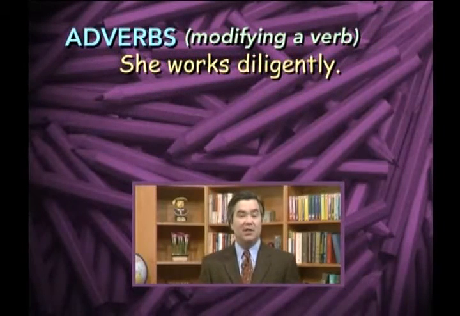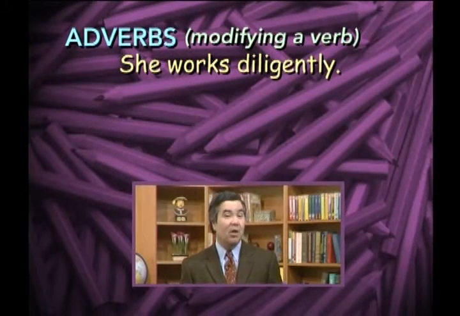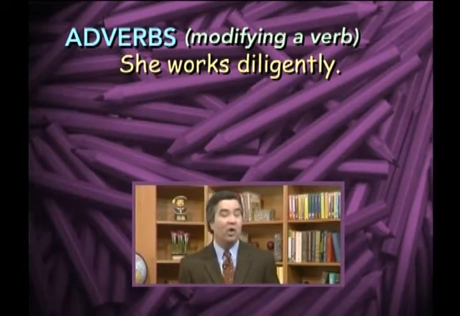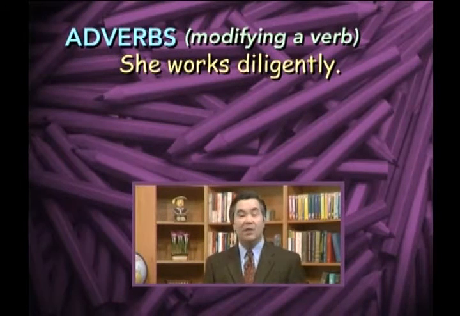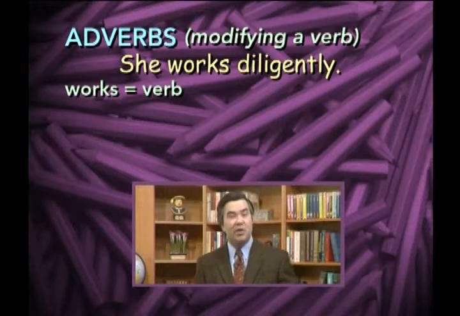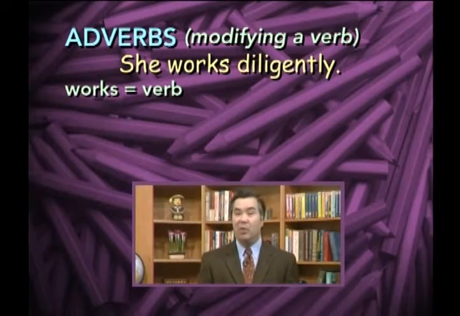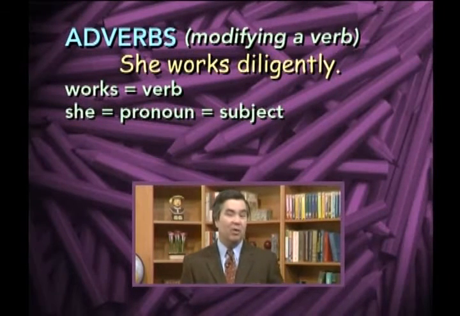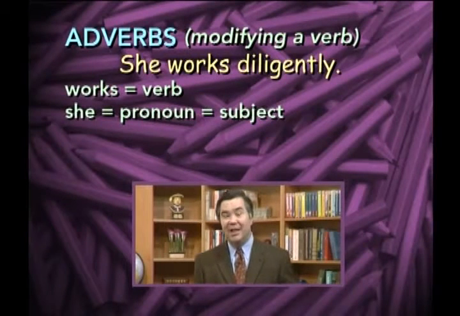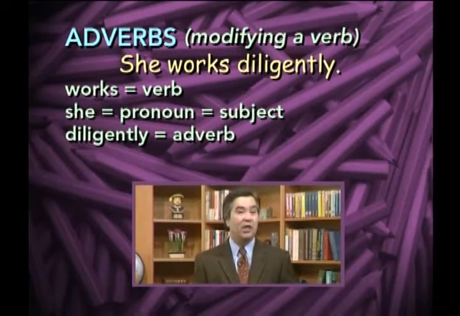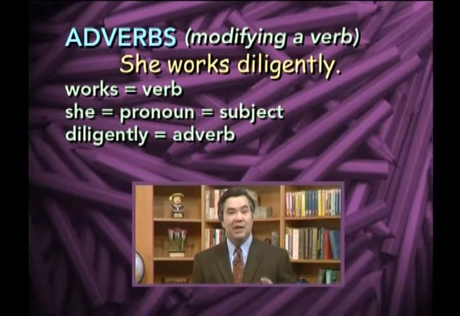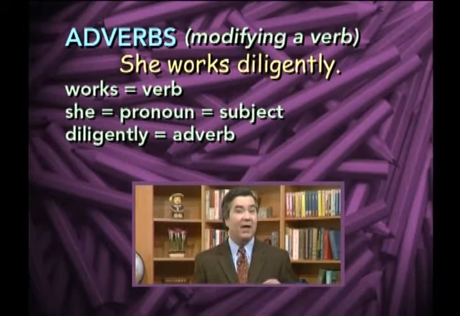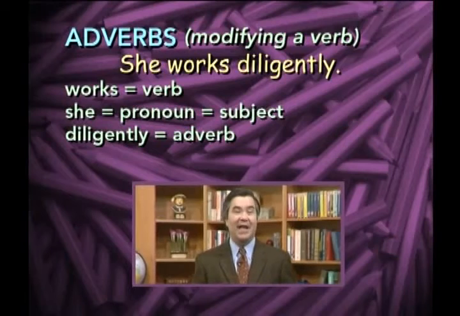Here's a short sentence: she works diligently. When you analyze a sentence, it's usually best to begin by looking for the verb, the single most important word in the sentence. What's the verb here? The verb is works. What's the subject of the verb works? Who or what is doing the working? The answer is the pronoun she. Now, what about the word diligently? What role does that play in the sentence? Well, diligently is an adverb because it gives more information about or modifies the verb works. It tells us how she works: diligently. Since diligently modifies or gives more information about a verb, it's an adverb.